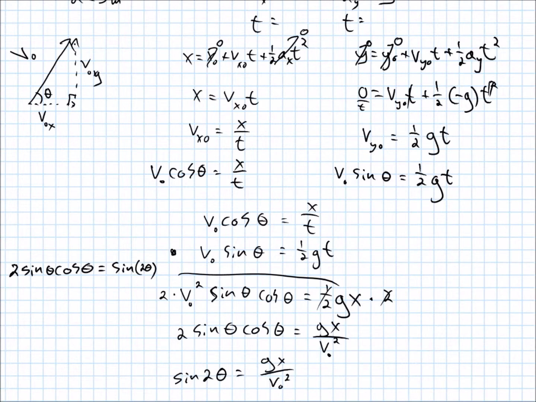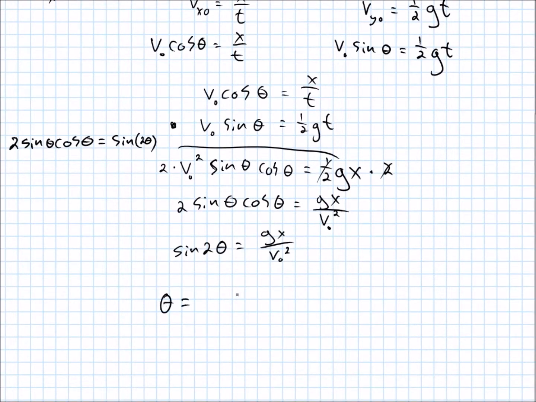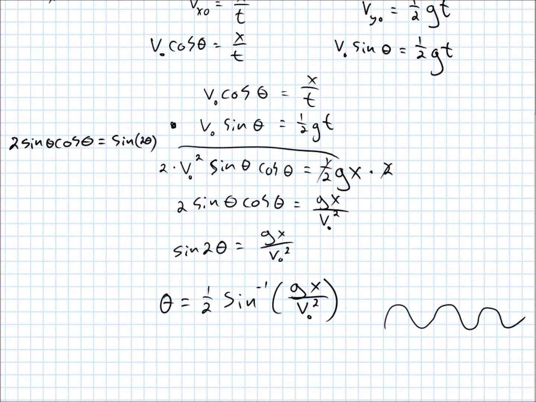So if we just solve this thing for theta, we'll be all done. So we will get that theta is equal to 1/2 of the sine inverse of g times x over v initial squared. I skipped a couple steps, but you can do it. So that's theta. Now there is one bit of a complication here, and I don't know if you remember your trig, but because of the repeating nature of sine, the sine inverse actually has an infinite number of solutions to it, and 2 of them are actually relevant in this case.